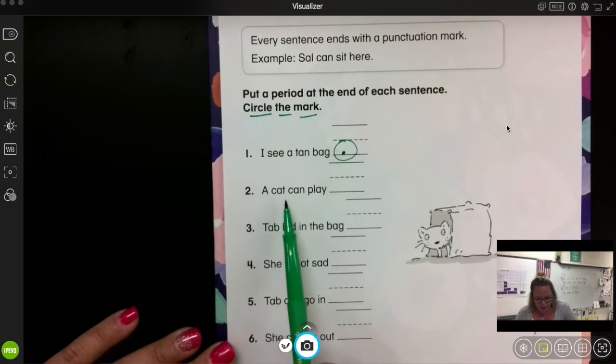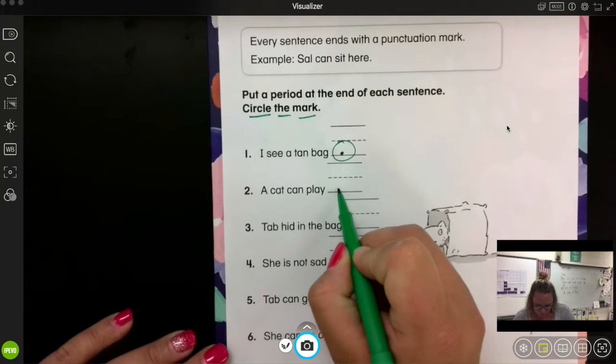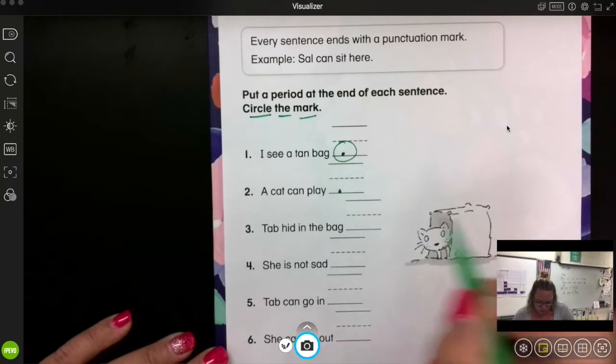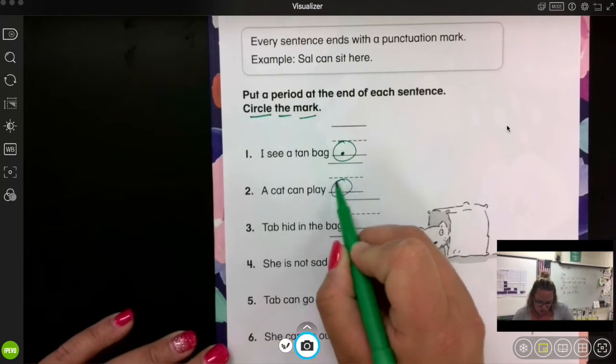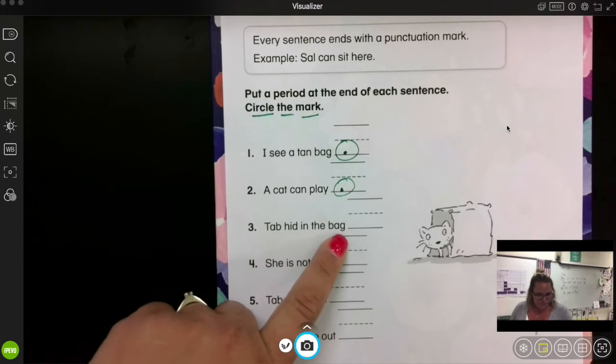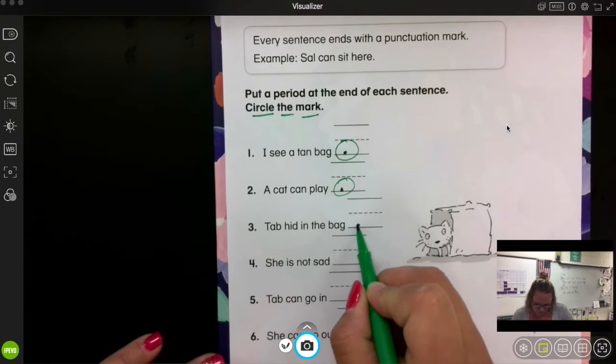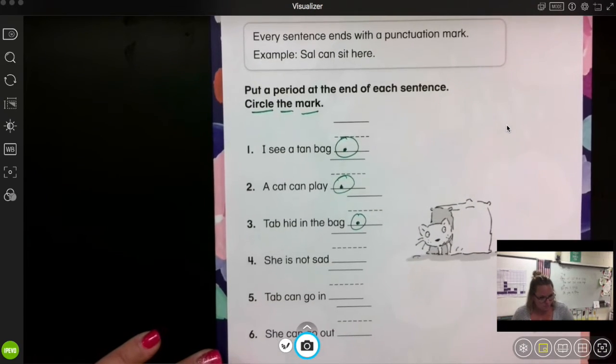Number 2, a cat can play. What needs to go at the end of that? A period. And what else do I need to do? Circle it. Number 3, Tab hid in the bag. What needs to go at the end of that sentence? A period. And then go ahead and circle.